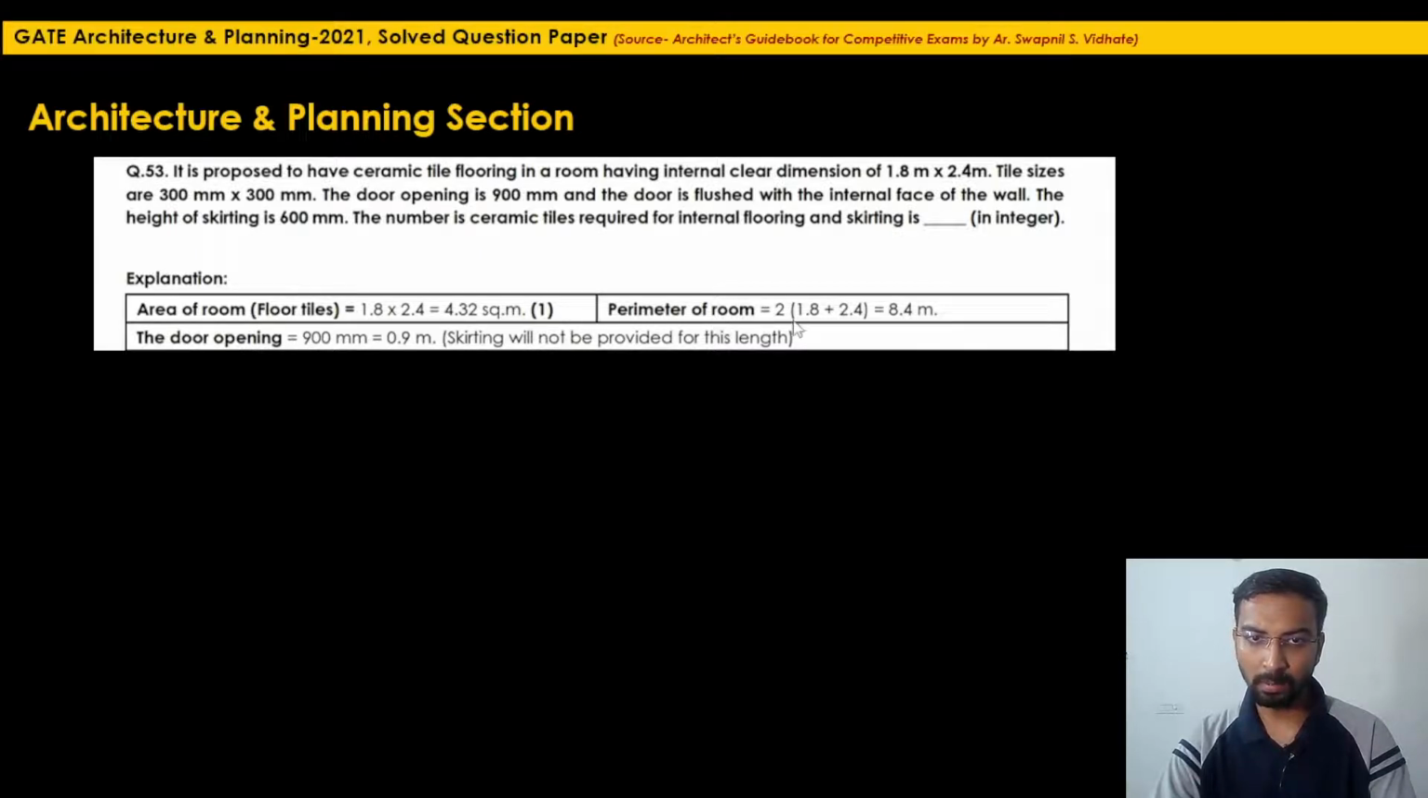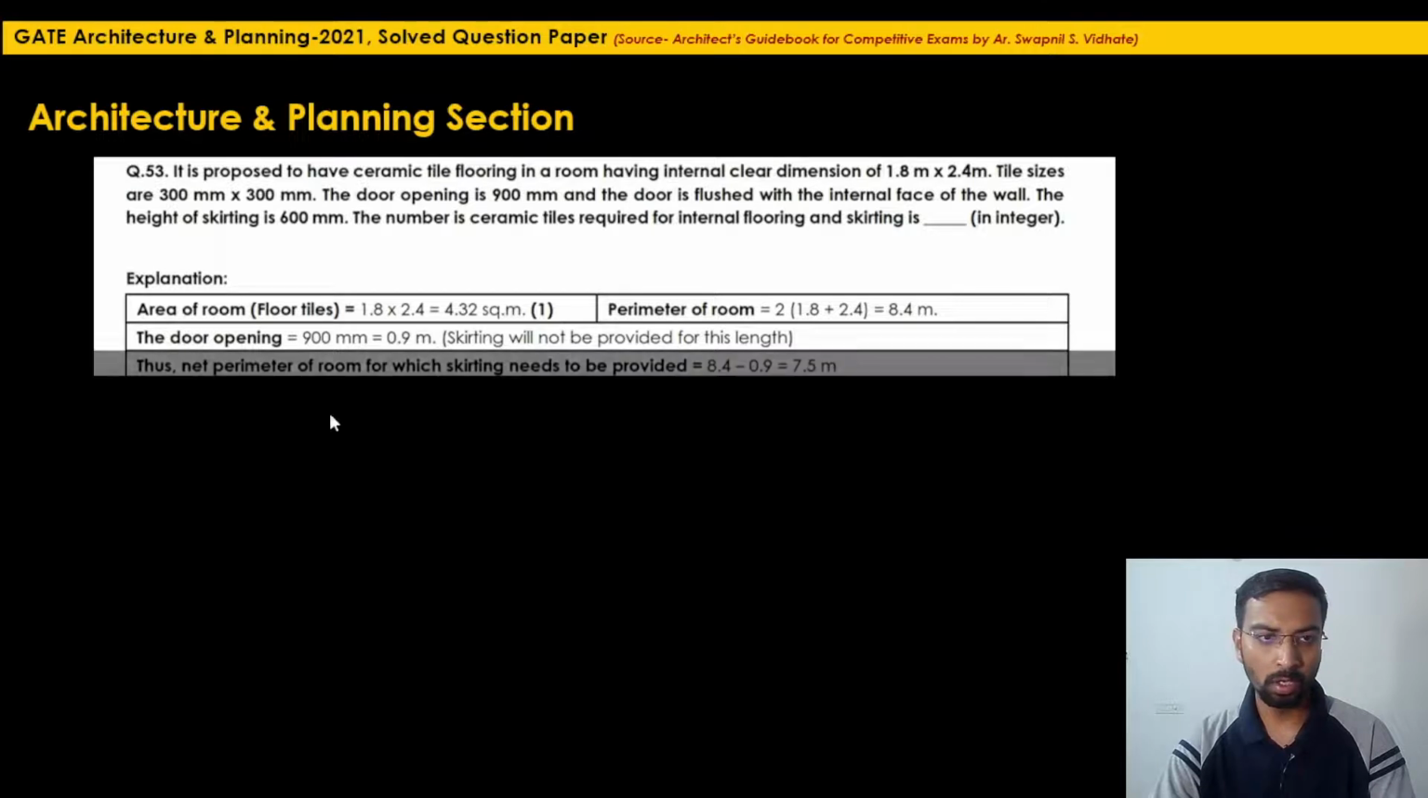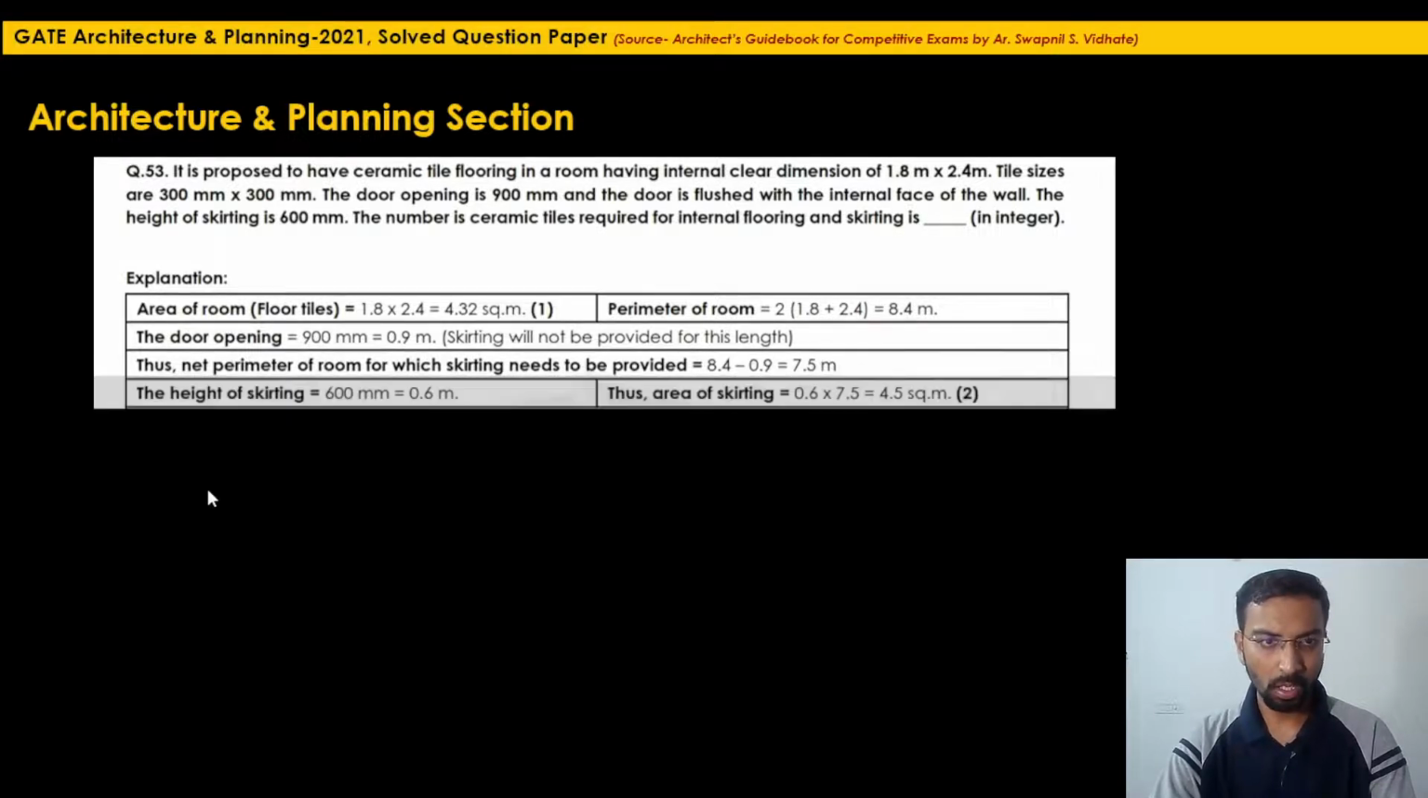We have identified the perimeter. The door opening here is 900 mm, which will be 0.9 meter. So skirting will not be provided for this length because there will be the door opening, so we have to subtract 0.9 meter from this perimeter length of 8.4 meter. The net perimeter of the room for which skirting needs to be provided will be 8.4 minus 0.9, which will be 7.5 meter. Now the height of skirting is 600 mm, that is 0.6 meter.